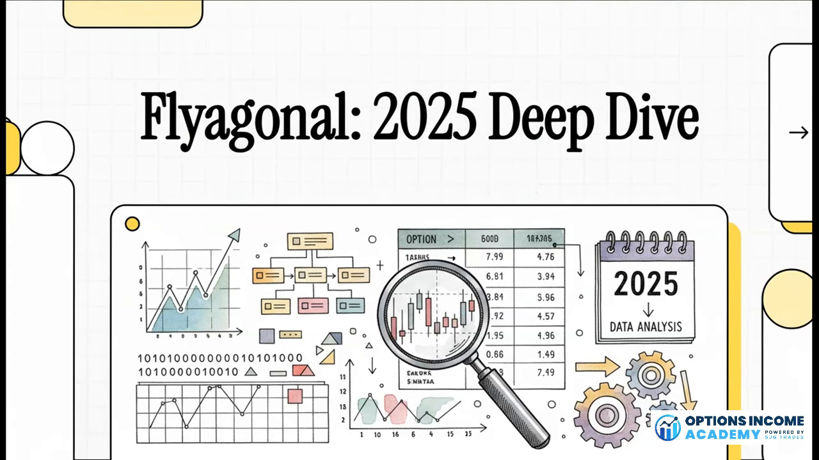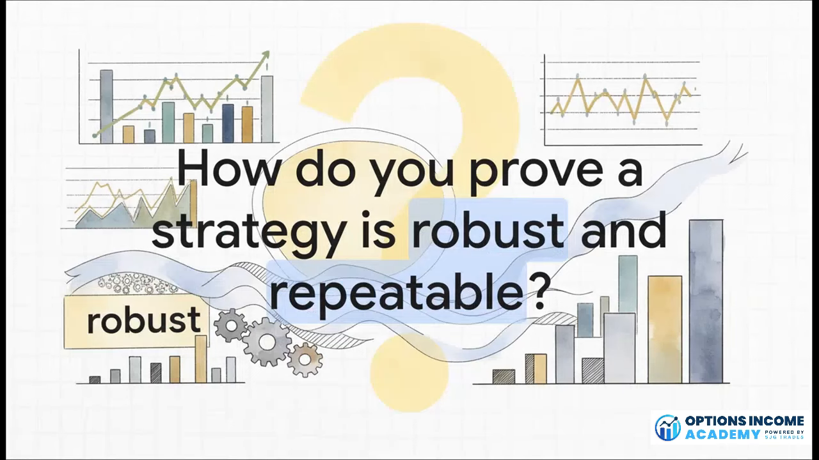In the world of trading, everyone's looking for that one strategy that's not just profitable, but actually consistent. Today, we're putting a strategy called flyagonal under a microscope. We're going to really dig into its 2025 performance, look at all the numbers, and see if it holds up. But before we even look at a single number, I want you to think about this. What makes a trading strategy truly successful? Is it just about one massive lucky win? Or is it something more reliable? Something you can count on month after month, especially when the market gets a little crazy? That's the real question we're here to answer.